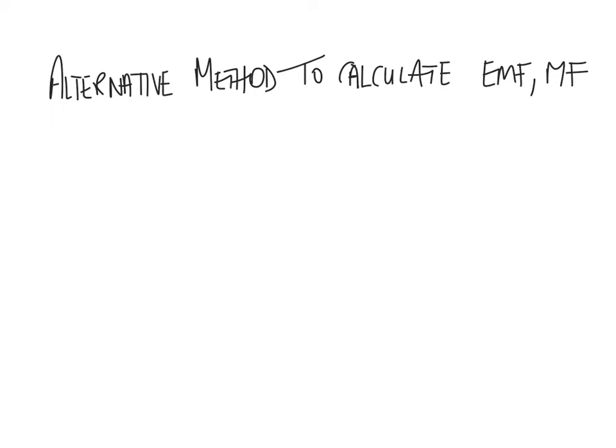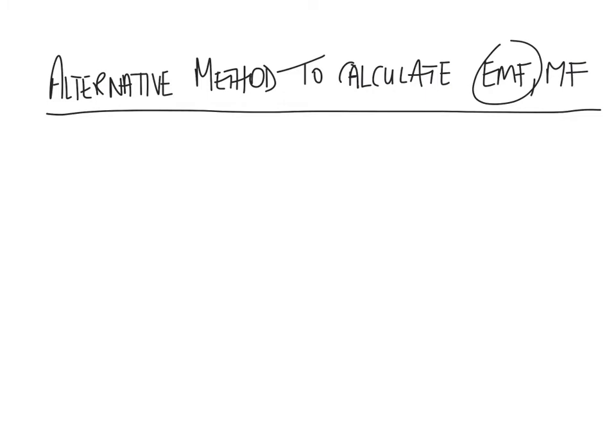Okay, this is an alternative way to do the math to figure out your empirical formula and molecular formula. You can only use this if you're calculating them both. If you're just asked to find the empirical formula, use the same way we've been doing, assume a 100-gram sample. So this is if you want to find both EMF and MF.